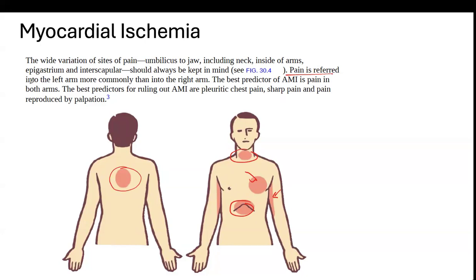Pain is referred into the left arm more commonly than the right arm. But the best predictor for acute myocardial infarction is pain in both arms. So this is important. If a question asks you what is the best predictor for acute myocardial infarction in terms of pain, the best predictor is when a patient gets bilateral, or both arm, radiating pain. Okay?